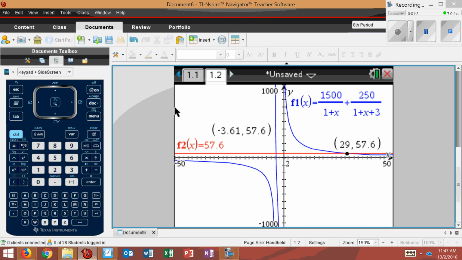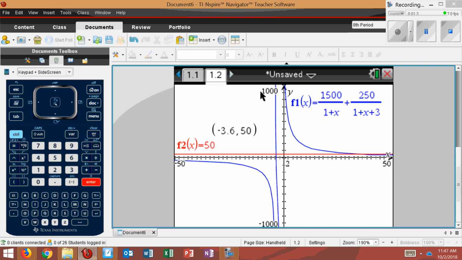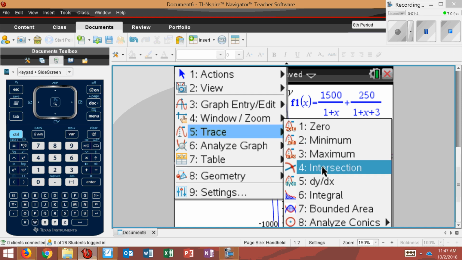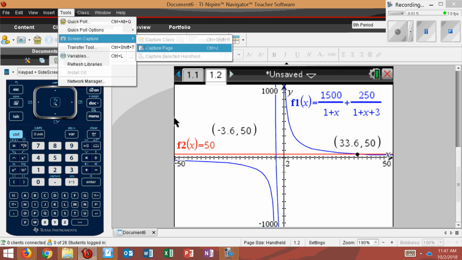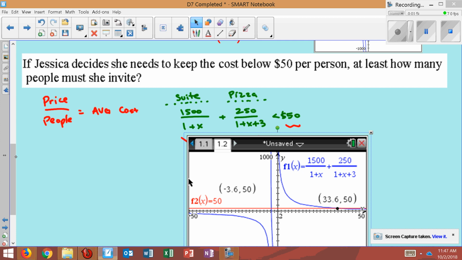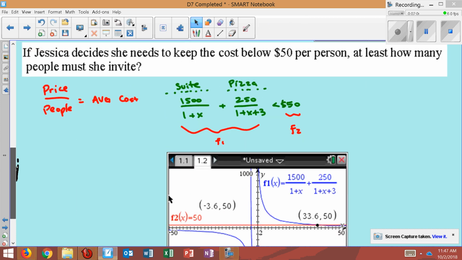So back to my graph. Come over here in this F2 equation, I'm changing from 57.58 to 50. Now I'm going to look where these intersect each other again, and I'm only paying attention to the positive answers. So I'm looking over here, and I see that they intersect at 33.6. And so using that value, hold on my graph here, I know that they cross at 33.36.